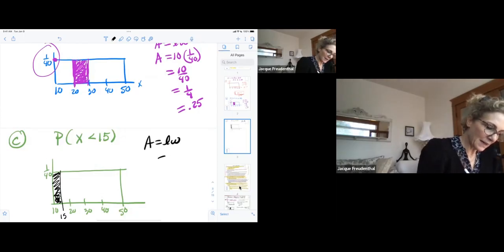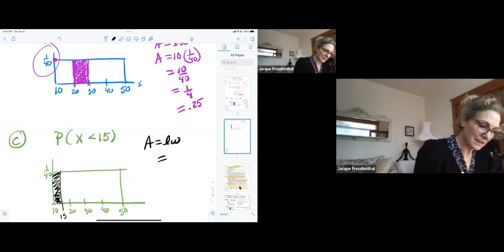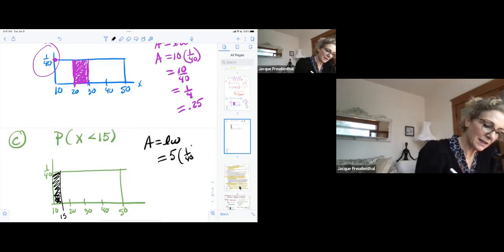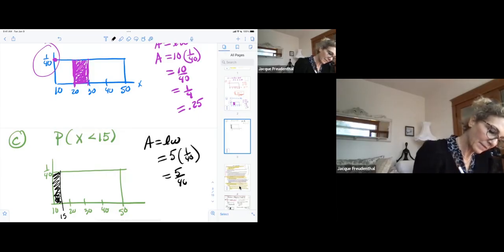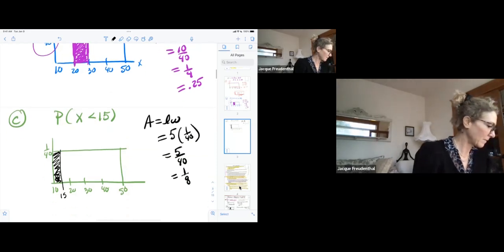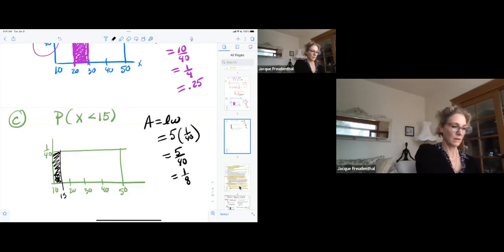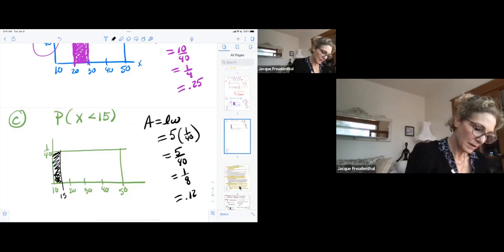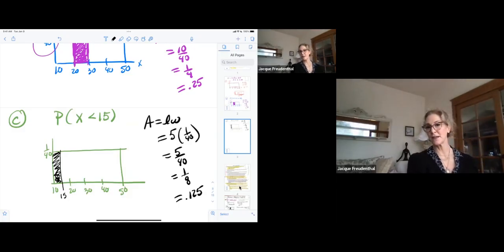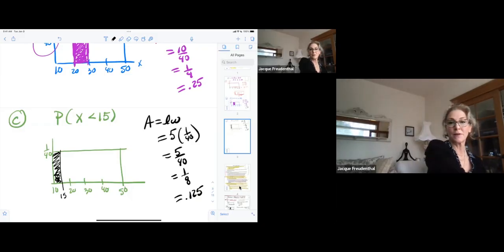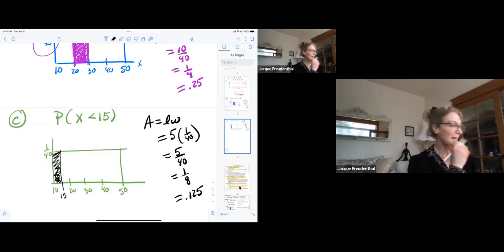The area is what I'm trying to find. The length is the distance between 10 and 15, so that's the distance of 5. And the width is 1/40th. So if I take 5 times 1/40th, I get 5/40. I reduce that fraction to 1/8, or we could write it as an exact decimal, 0.125. All right, so that was a review of the uniform distribution.